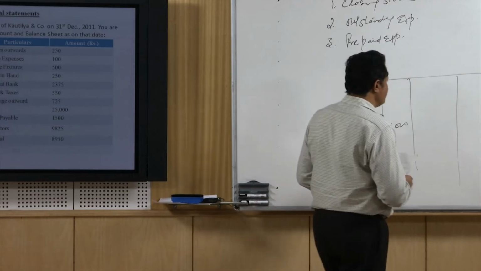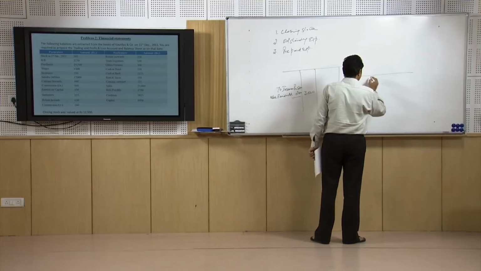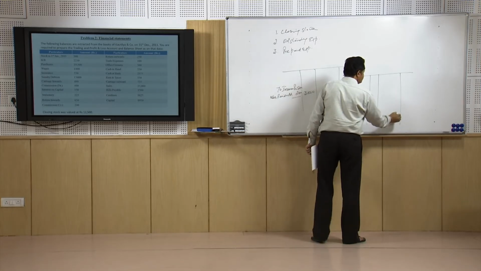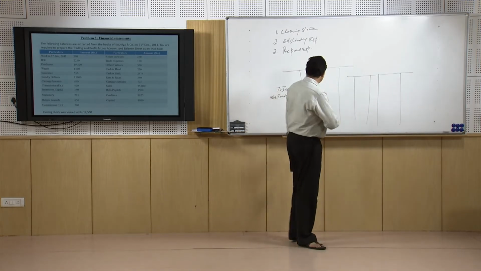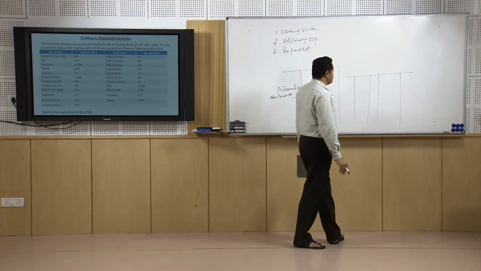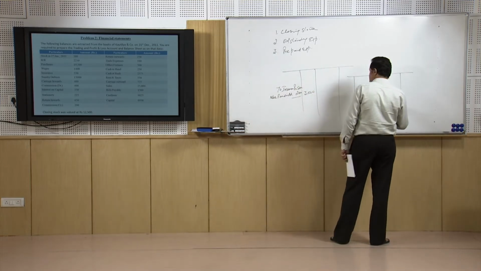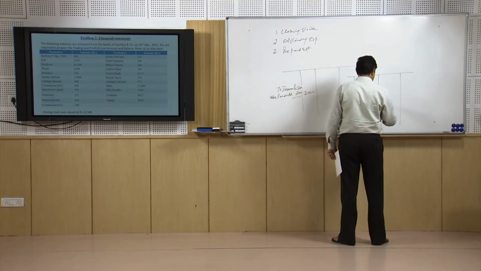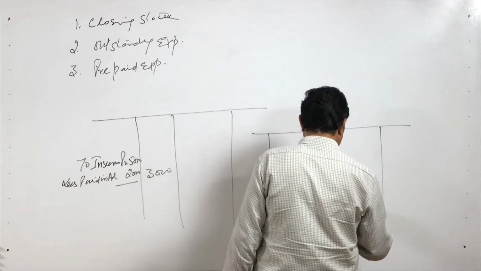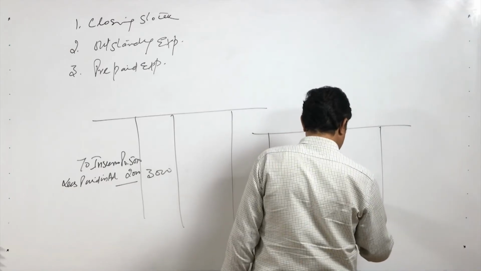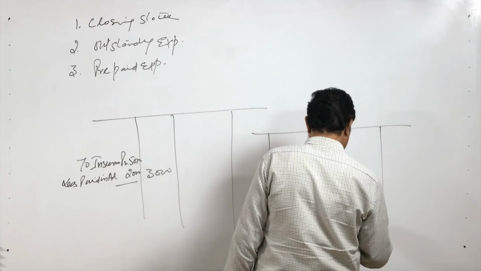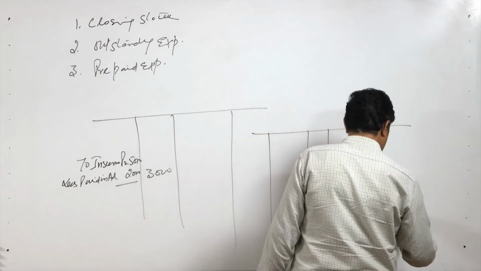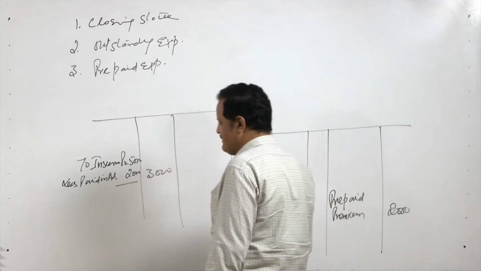The second effect of this will be in the balance sheet. As I told you earlier, whatever prepaid expenses there are, they are considered an asset. So this extra premium paid worth 2000 rupees, you can call it prepaid premium, worth 2000 rupees, will also be shown as an asset in the balance sheet.